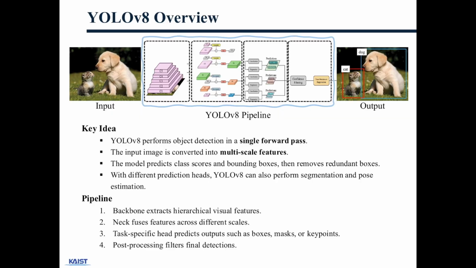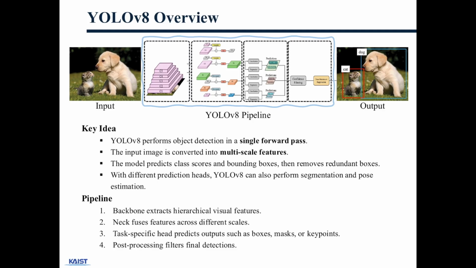From this slide, we focus on YOLO V8. YOLO V8 follows the same high-level idea as earlier YOLO models. It performs object detection in a single forward pass. The input image is passed through the model, and the output is a set of detected objects with class labels and bounding boxes. The pipeline can be understood in 4 parts: backbone, neck, head, and post-processing.